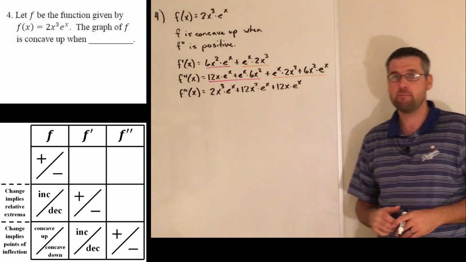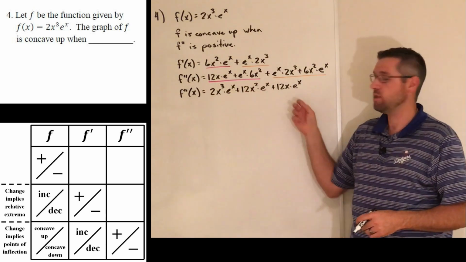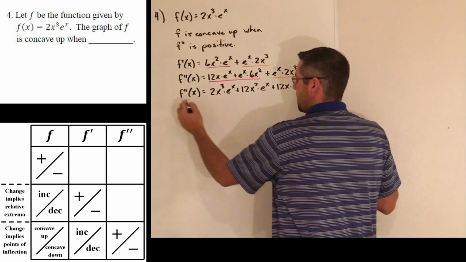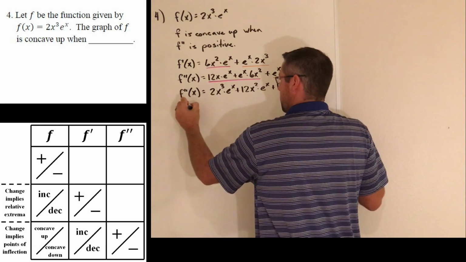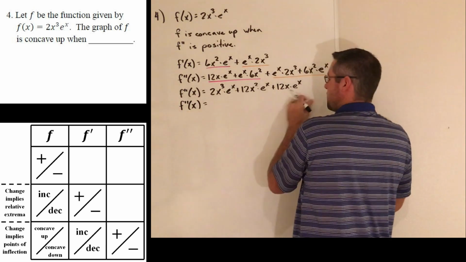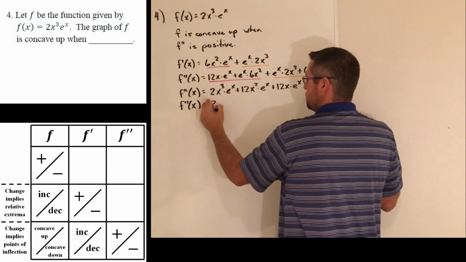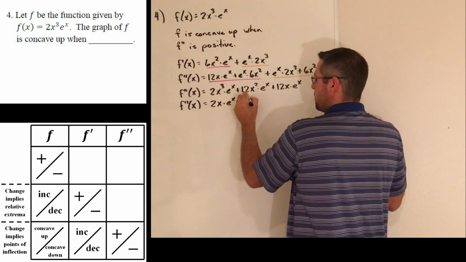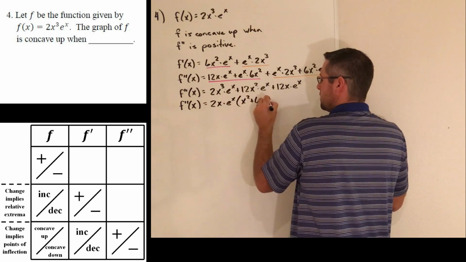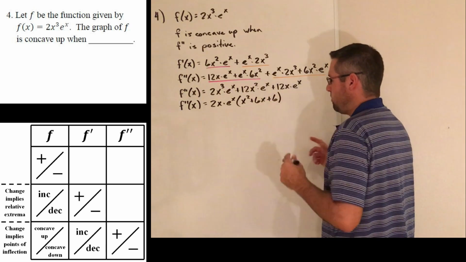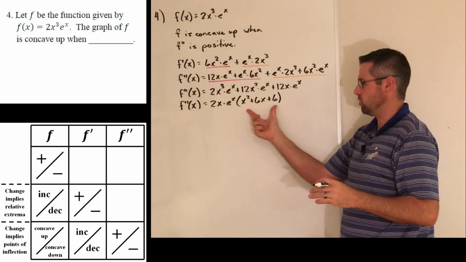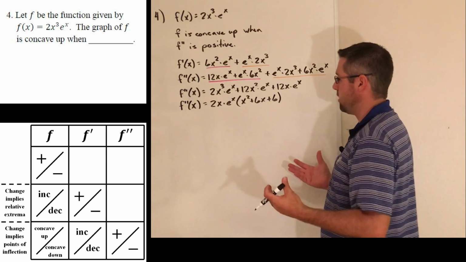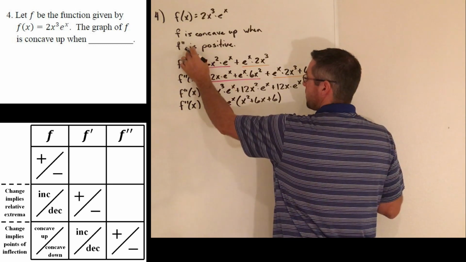Since this is a calculator problem, from here we could just type this into our calculator and find our zeros, but I'm going to express my work in here to make sure I'm showing work right. So I'm going to write down f double prime of x equals, and I'm going to factor out what I can. I notice I can factor out a 2, an x, and an e to the x, and left over I've got x squared plus 6x plus 6. It would be very nice if I could factor that, but that's not factorable. If you wanted to solve it, you could use the quadratic formula, but again, this is a calculator problem. So I have to look for when f double prime is positive.